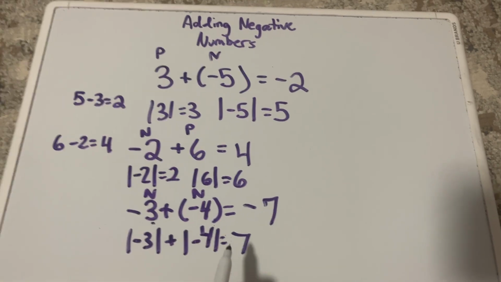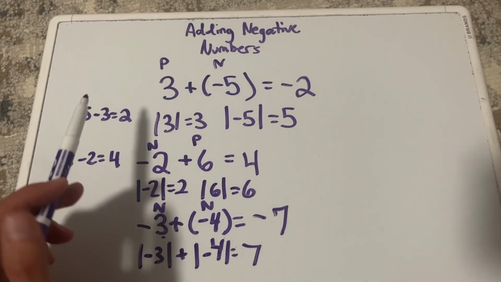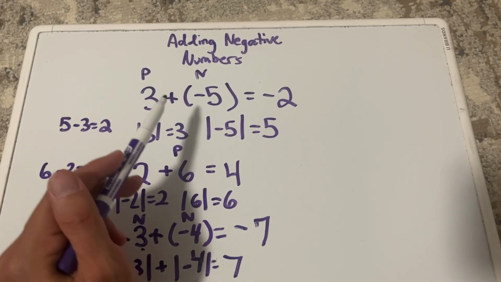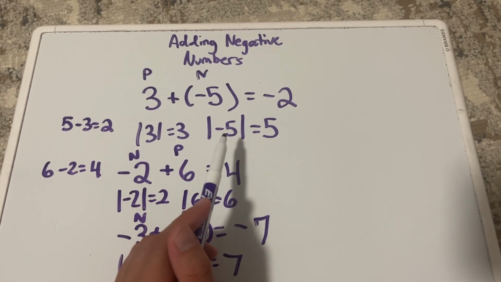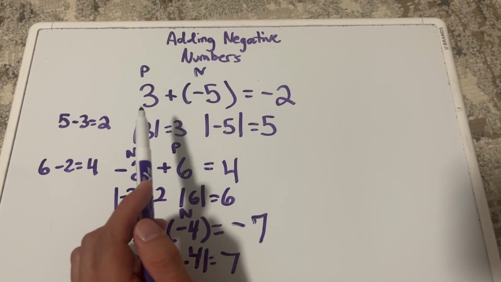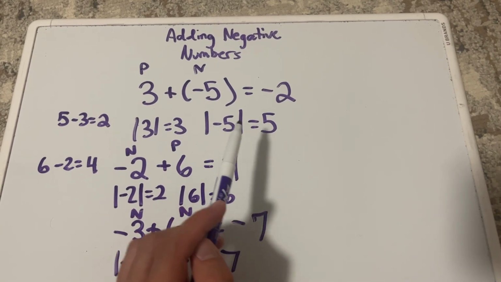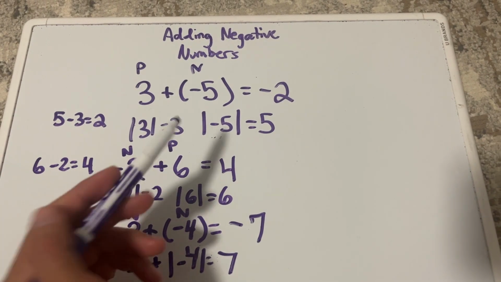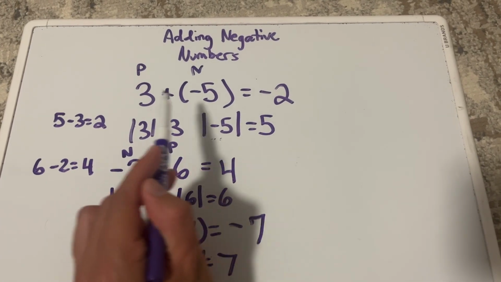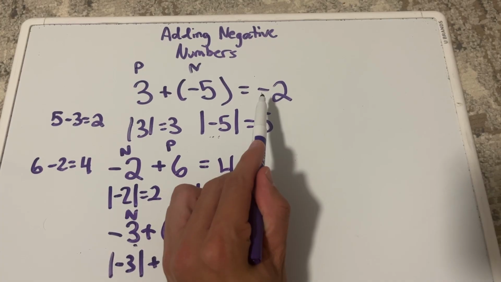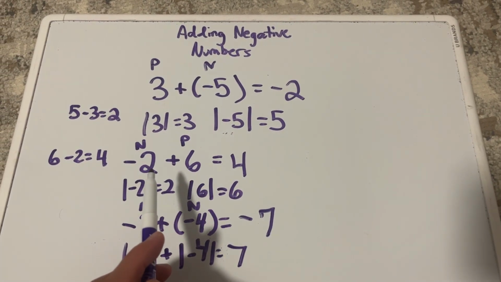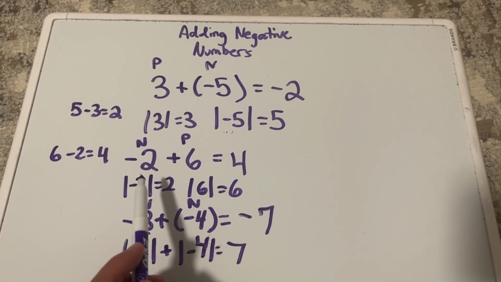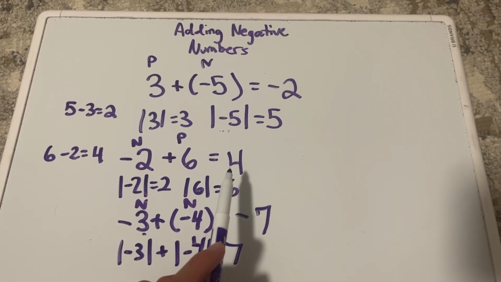So just to recap what we've done, if you're adding two values with different signs, you are going to keep the sign of the greater absolute value. So we take the absolute value of both numbers here, and we keep the sign of the number that is greater. So since negative 5 has a greater absolute value than 3, then it's going to be negative. For these, since the absolute value of 6, a positive number, is greater than the absolute value of negative 2, the answer is going to be positive.